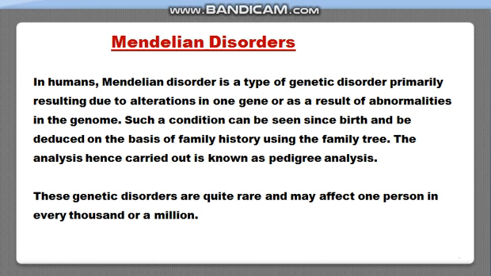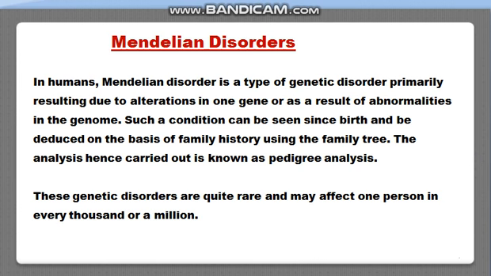First of all, we will start with the Mendelian disorders. In human beings, a Mendelian disorder is a type of genetic disorder primarily resulting due to the alteration in one gene or as a result of abnormalities in the genome, and such a condition can be seen since birth. It can be deduced on the basis of the family history using the family tree, and the analysis thus carried out is known as pedigree analysis.